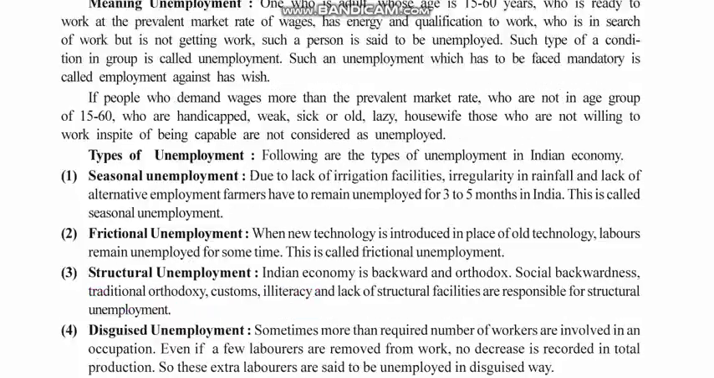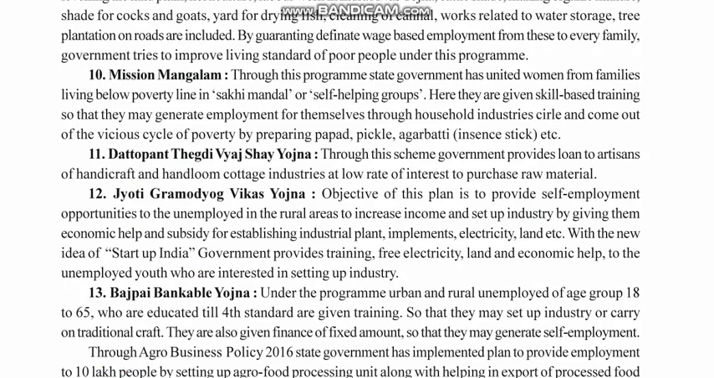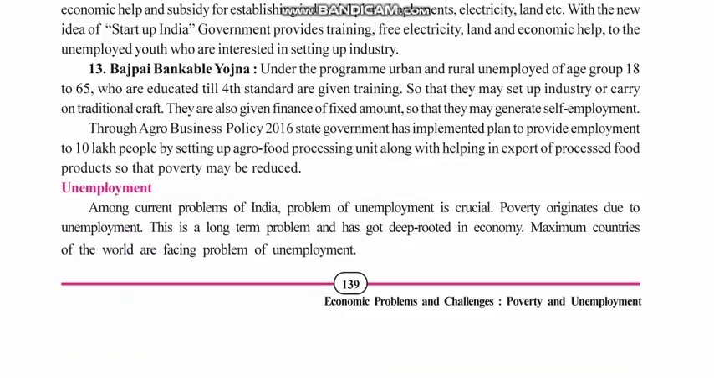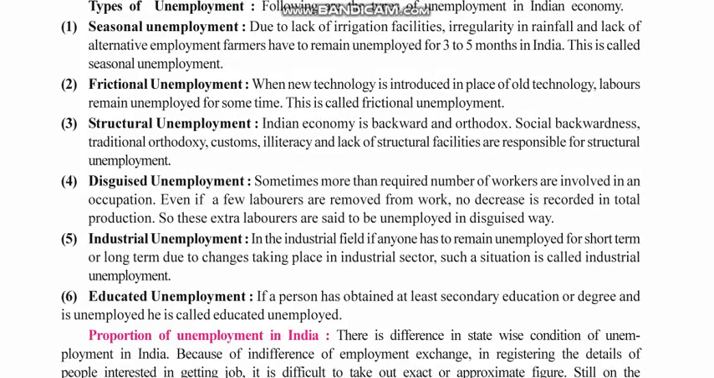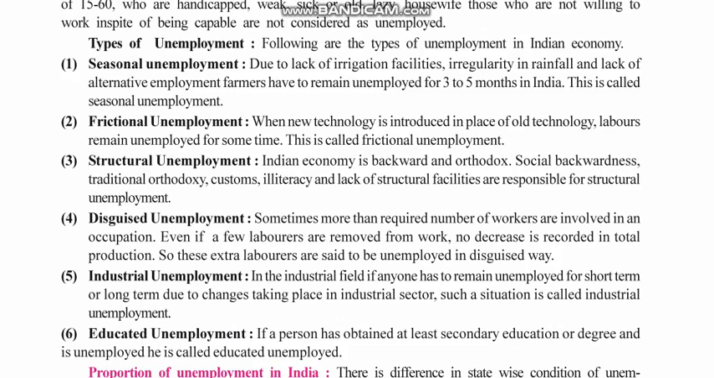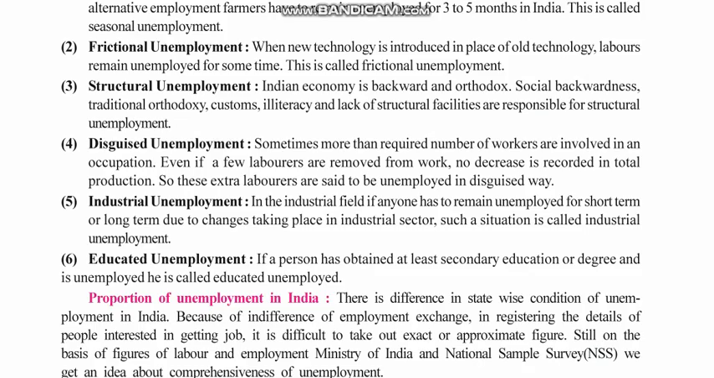In the previous video lectures, we saw about the poverty elevation program from 10 to 13. We also saw what is unemployment, the meaning of unemployment, and the types of unemployment that were seasonal unemployment, frictional unemployment, structural unemployment, disguised unemployment, industrial unemployment, and educated unemployment.